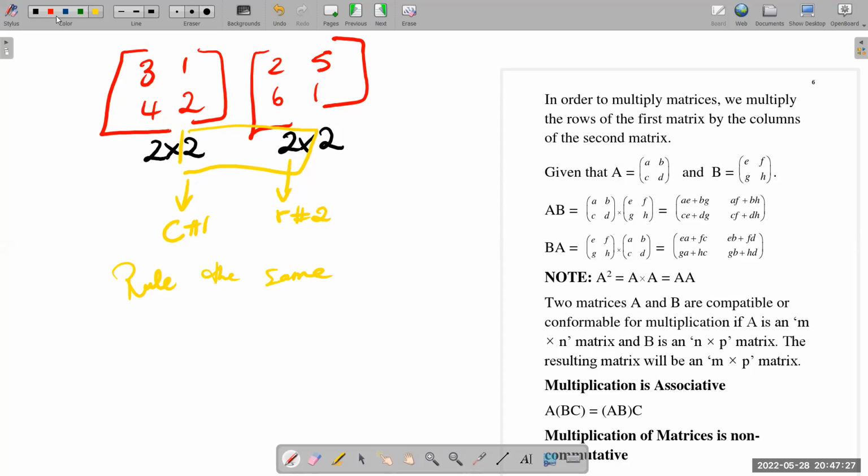And from this, we could also determine the answer of our matrix. What is the order of the answer? It will be our outside numbers. So these two numbers are going to tell me that my answer is going to be a 2 by 2. So these are the things we need to remember. Once the inner numbers match, you can multiply, and the outer numbers will give you the order of your answer.